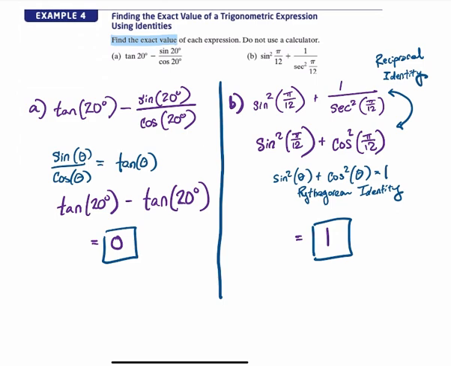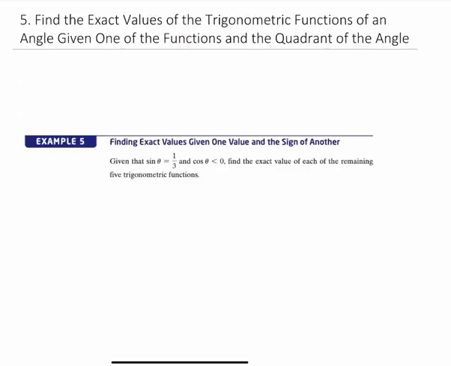All right, but let's say we're given a little bit less information, or only certain pieces of information. So this section is about finding the exact values of the trig functions of an angle given one of the functions and then the quadrant that the angle is in. And let's just remember that little diagram we made earlier.